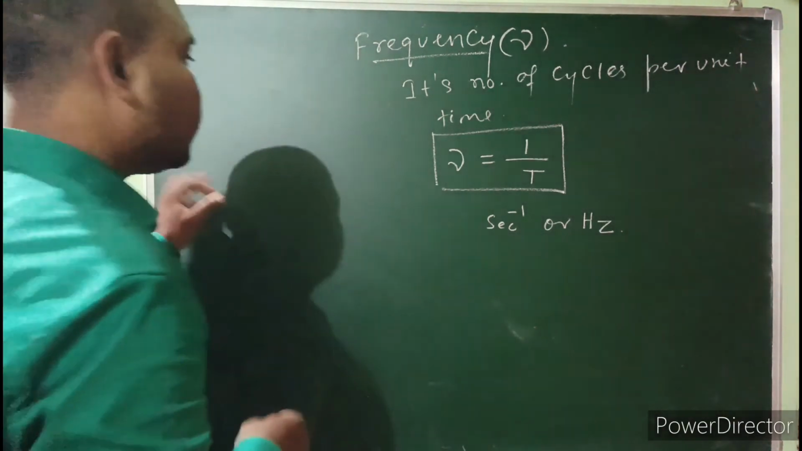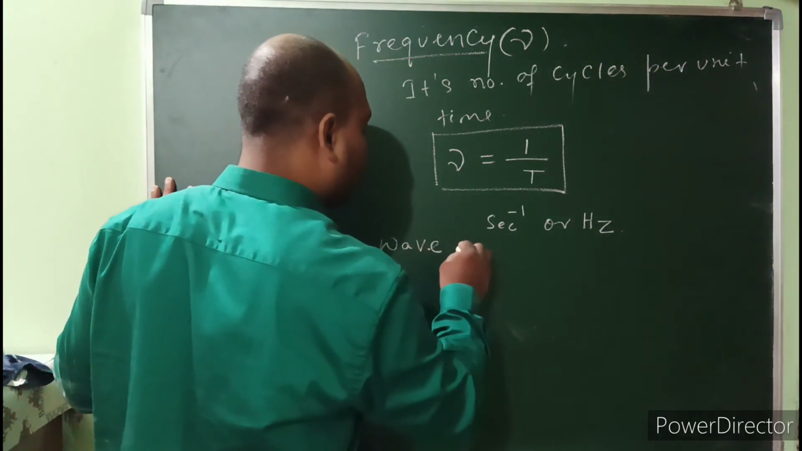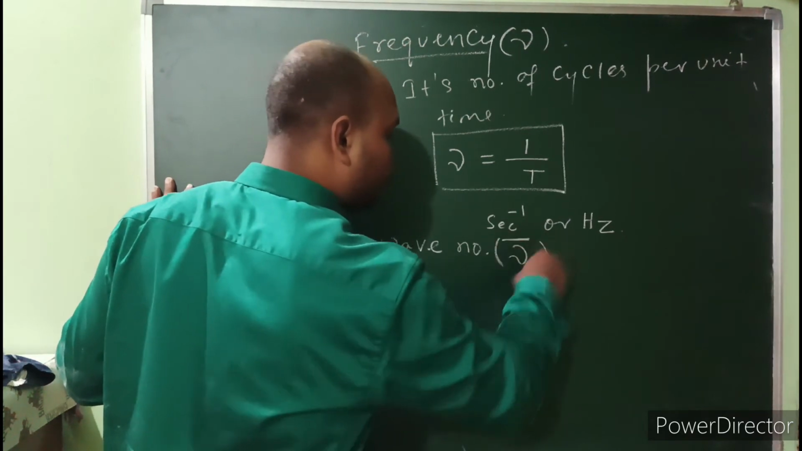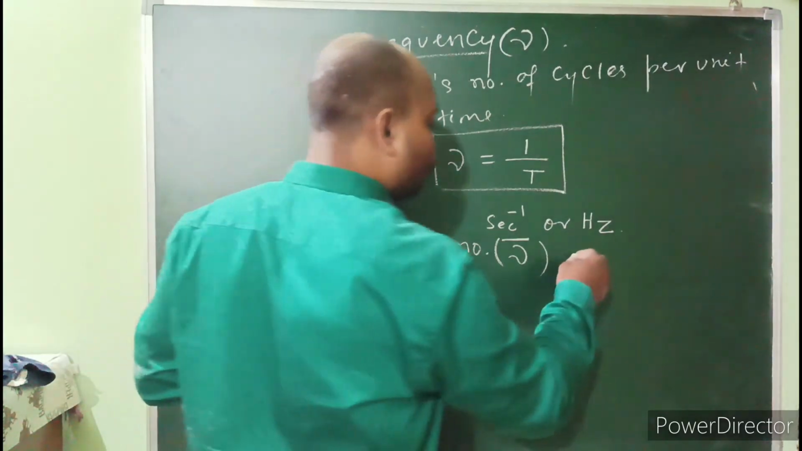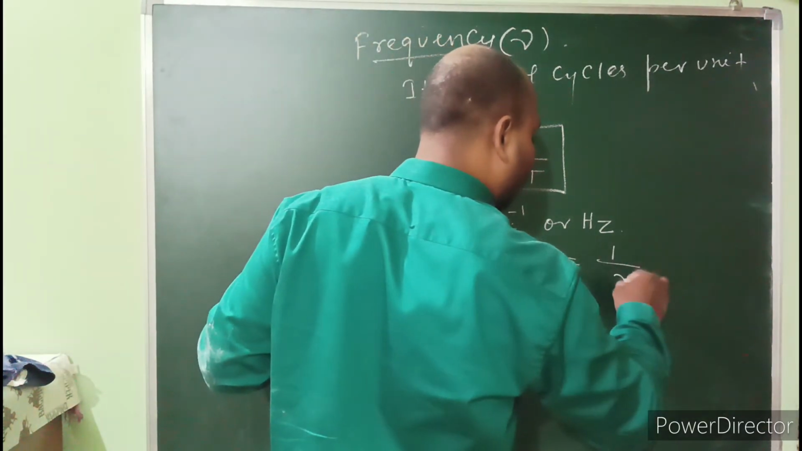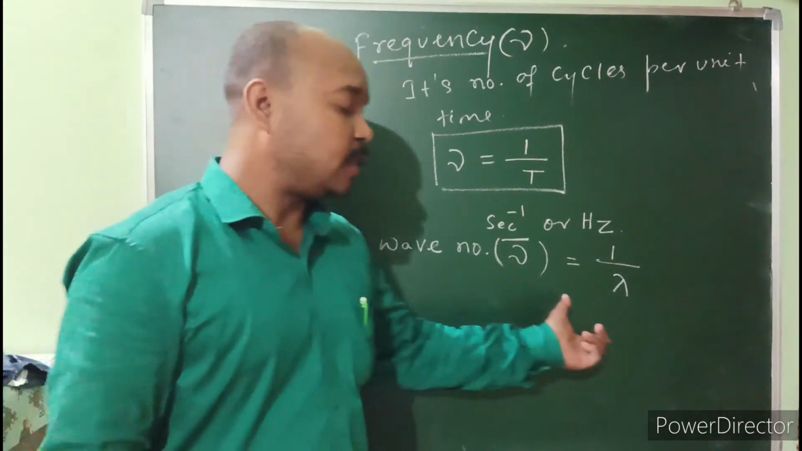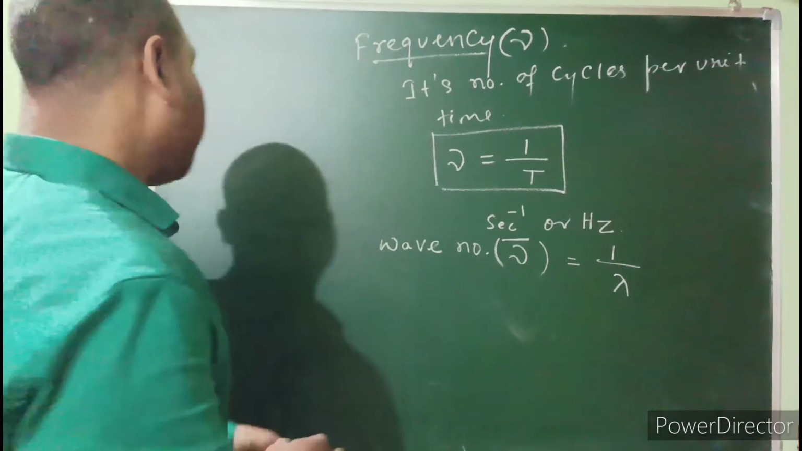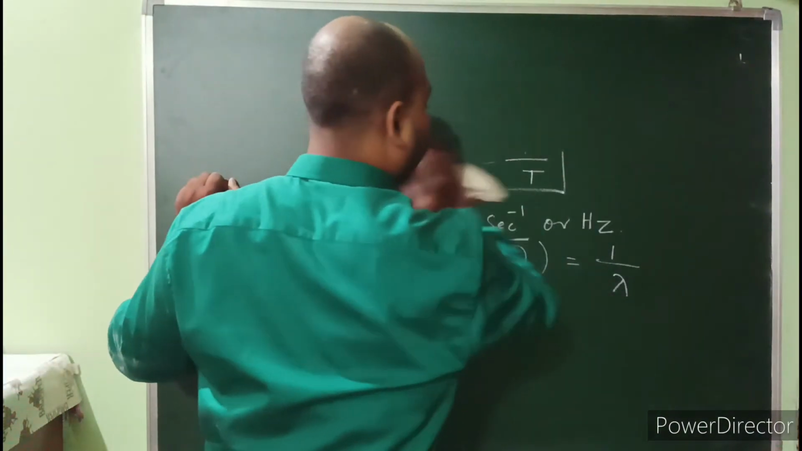Now next is wave number, that is denoted as nu bar. Its formula is 1 by lambda. So wave number is nothing but the reciprocal of wavelength, called nu bar, wave number. Now from this we will proceed.